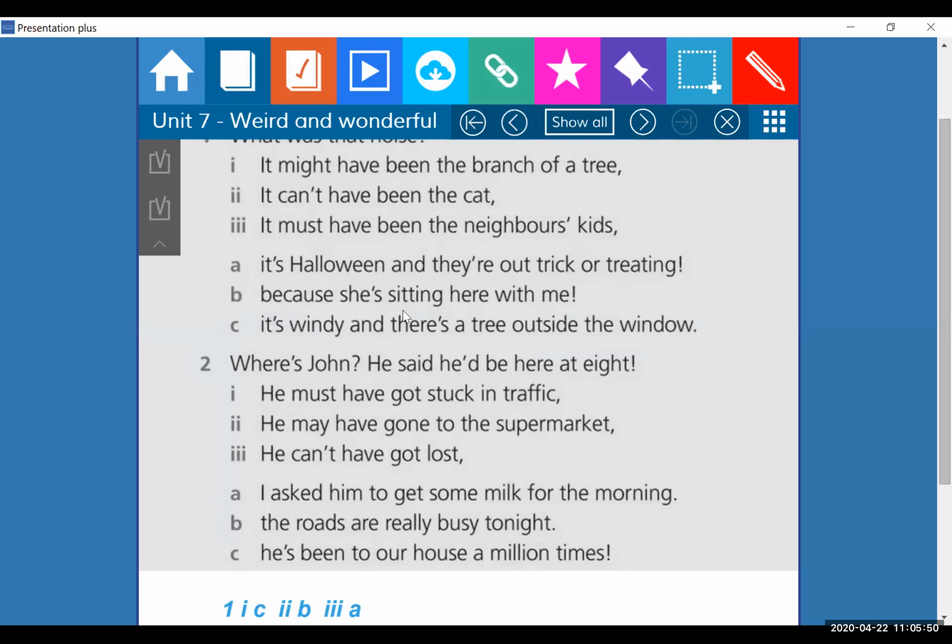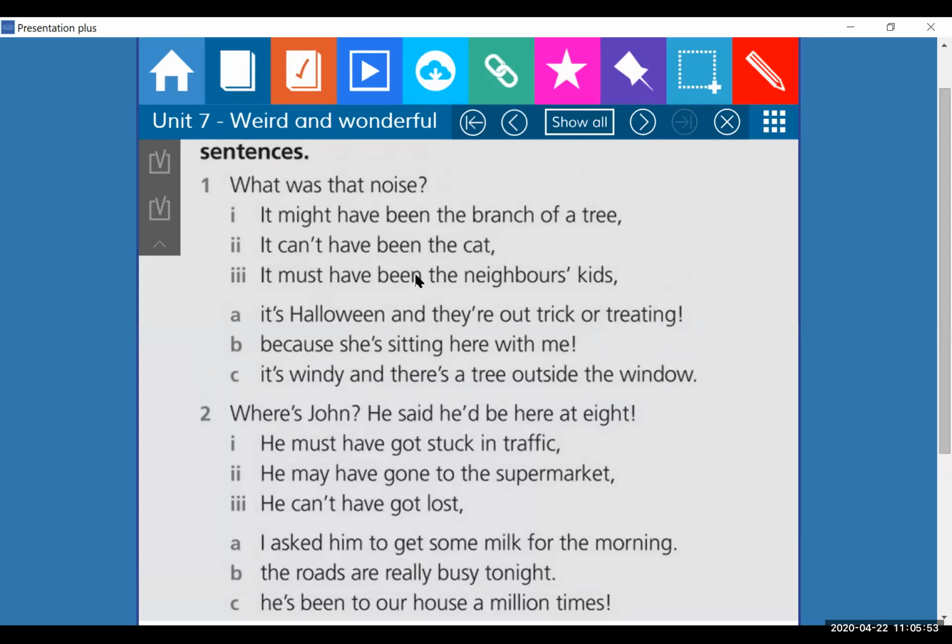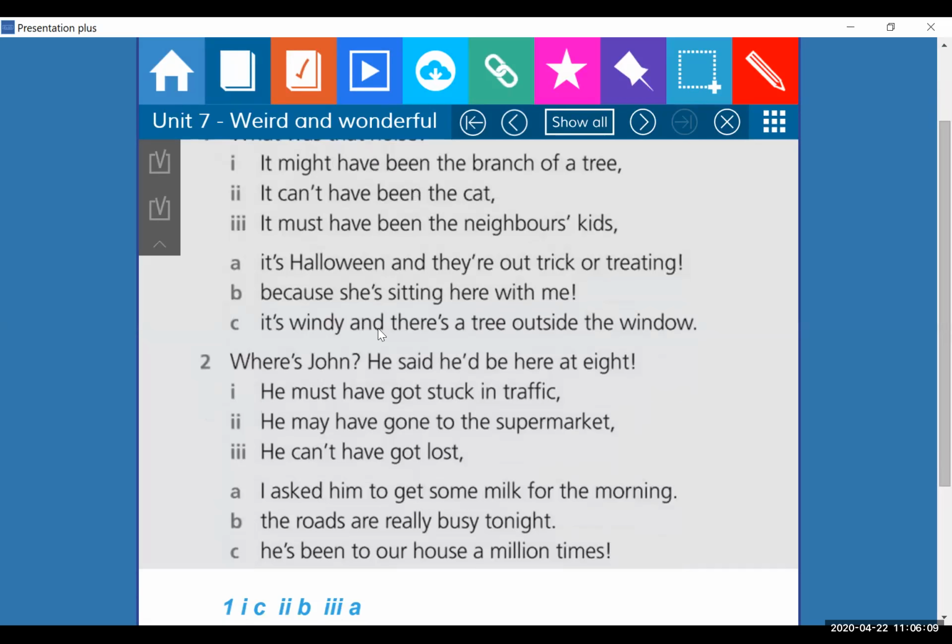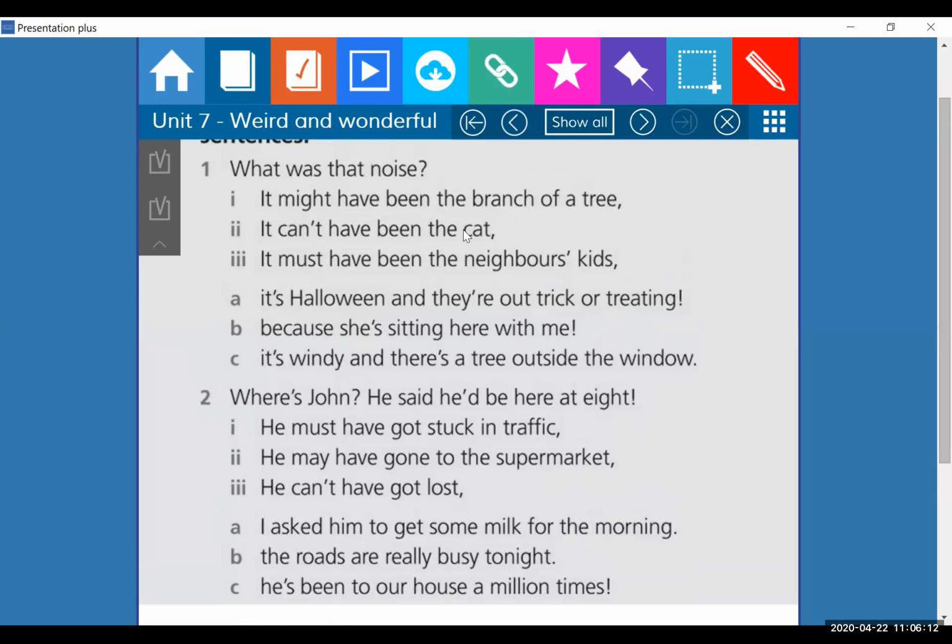First one is C, and the second one, it can't have been the cat. C is out now. It's Halloween and they're out trick or treating, or because she's sitting here with me. It can't have been the cat because she's sitting here with me. It's B. So the cat is referred to by she in the second sentence. Because she's sitting here with me, it can't have been the cat. So there's no such a possibility in the past.